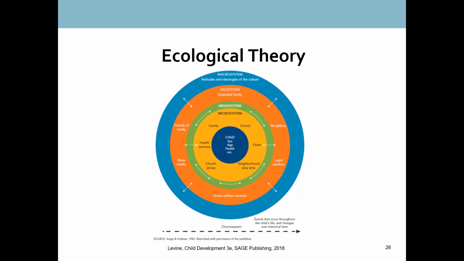Going outwards, we get to the exosystem. And the exosystem are levels of the environment that are going to affect the child, but the child's not directly involved in them. So you see neighbors are listed, and legal services and social welfare, the friends of family, the mass media. These are all going to influence the child's development, even though the child may not be spending actual time in these systems. But these exosystem elements can influence the microsystem elements.